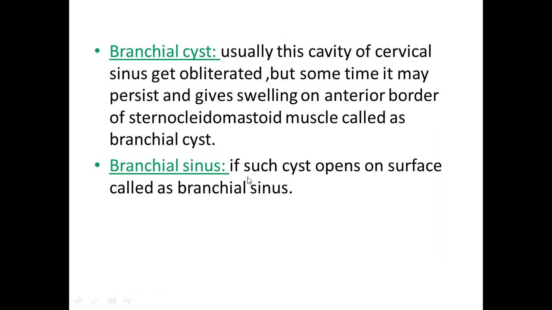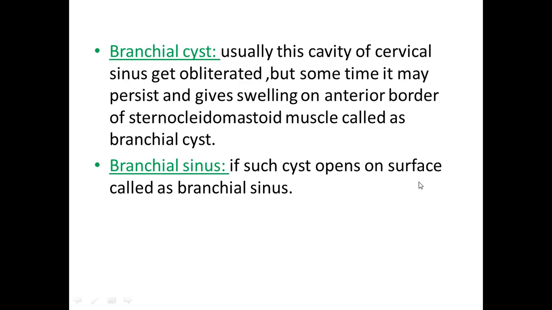So what is the clinical importance of this? One is called a branchial cyst. Usually, this cavity of the cervical sinus gets obliterated, meaning closed, but sometimes it may persist and give swellings on the anterior border of the sternocleidomastoid muscle, which is called a branchial cyst. So if that gap is not closed, normally it gets obliterated, but if it remains patent, then due to the collection of fluid, you get swelling on the anterior border of the sternocleidomastoid muscle, which is the key muscle in the neck region. This is nothing but the collection of fluid in this space, and this is called a branchial cyst.